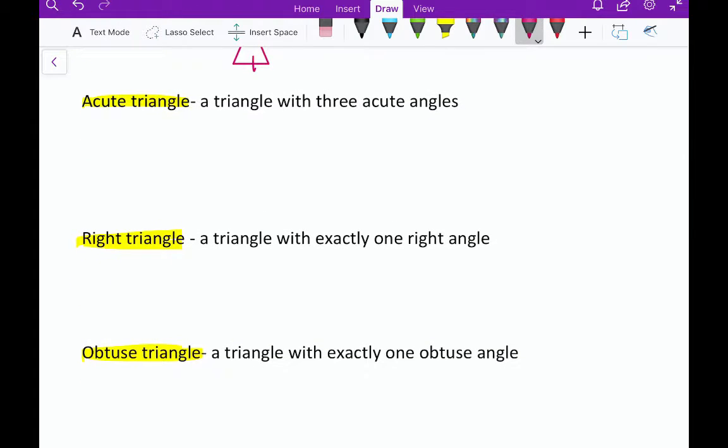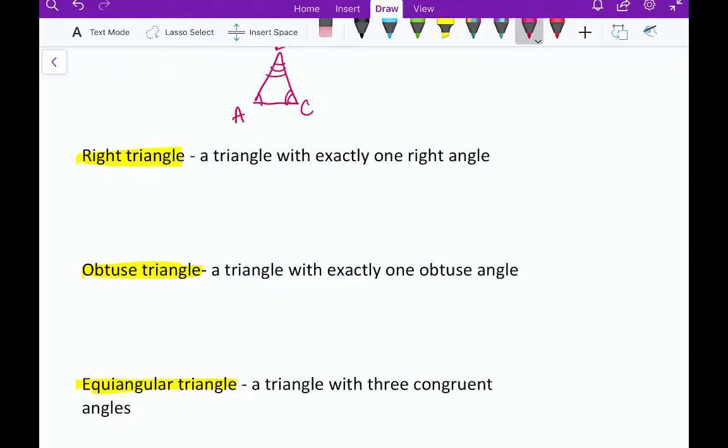Now we move on to classification based on the angles. An acute triangle is a triangle with 3 acute angles. So kind of like the triangle that I just drew, those are all acute angles. So this is triangle ABC. All 3 of these angles are acute. Now, they're not necessarily congruent, but they're all acute triangles.